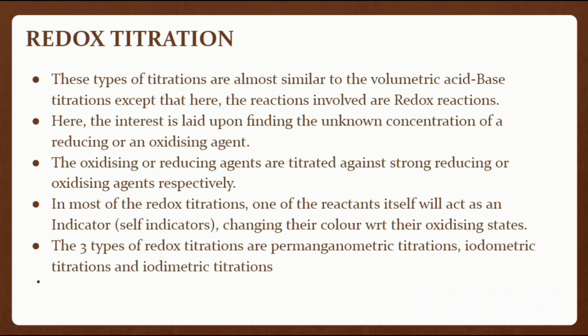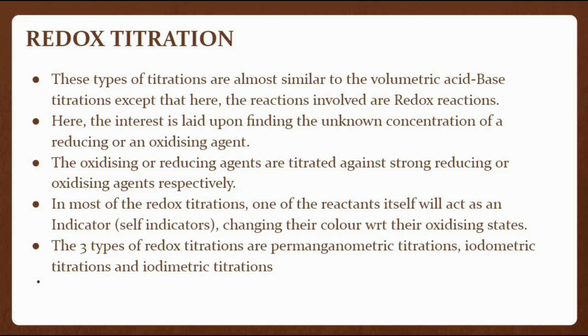Redox titrations. These types of titrations are almost similar to the volumetric acid-base titrations, except that here the reactions involved are redox reactions. Here the interest is laid upon finding the unknown concentration of a reducing or an oxidizing agent. The oxidizing or reducing agents are titrated against strong reducing or oxidizing agents respectively. In most of the redox titrations, one of the reactants itself will act as an indicator, that is a self-indicator, changing their color with respect to the oxidizing states.